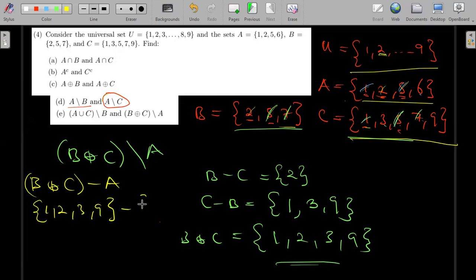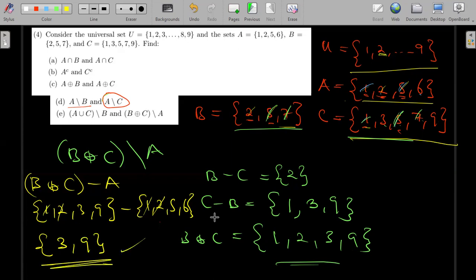Then I remove my A. My A is 1, 2, 5, and 6, like that. So I remove that. So I check what's common here. 1, 1 goes. Here 2, 2 goes. Then that's all. Then I see what remains in this, what I found to be my symmetric difference. What has remained is just a 3 and a 9. And just like that, I found my answer. And this is how I do these questions.